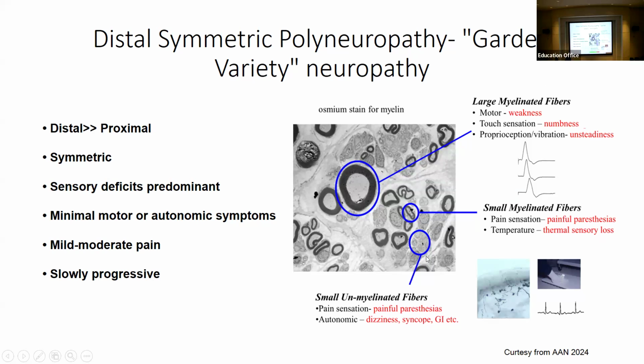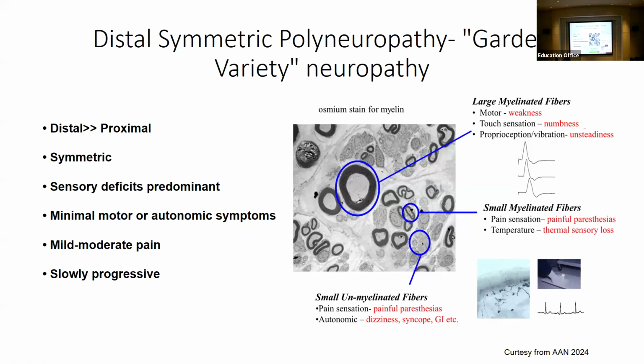So on the right side, the figure shows osmium stain for myelin. You can see the three different nerve fibers, with these very little ones, and osmium stains the myelin black. It is small myelinated fibers. If they are affected, the patient will have significant painful paresthesias, and sometimes autonomic symptoms such as dizziness and syncope. And the large one, stained black, is the large myelinated fibers. It can affect our motor function and proprioception, vibration, and so on. And this one is a smaller size, but myelinated, small myelinated fibers.